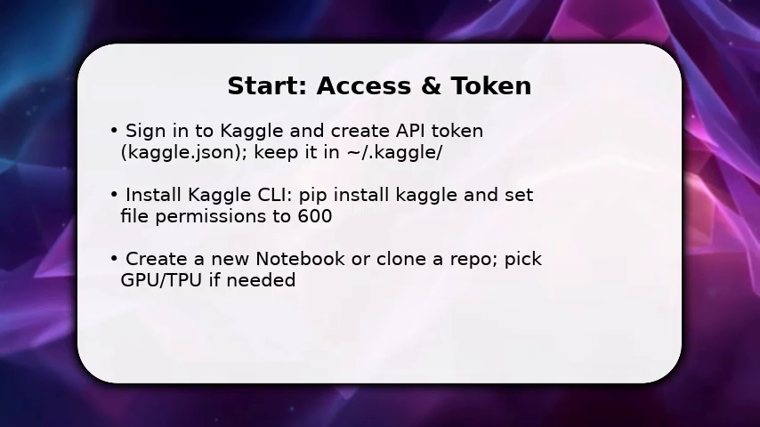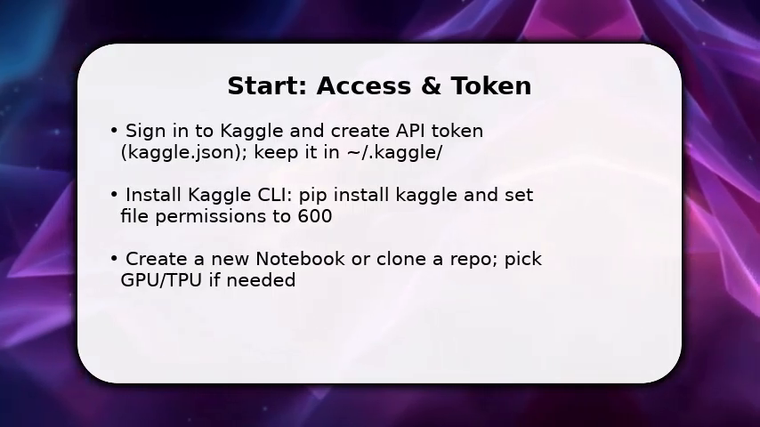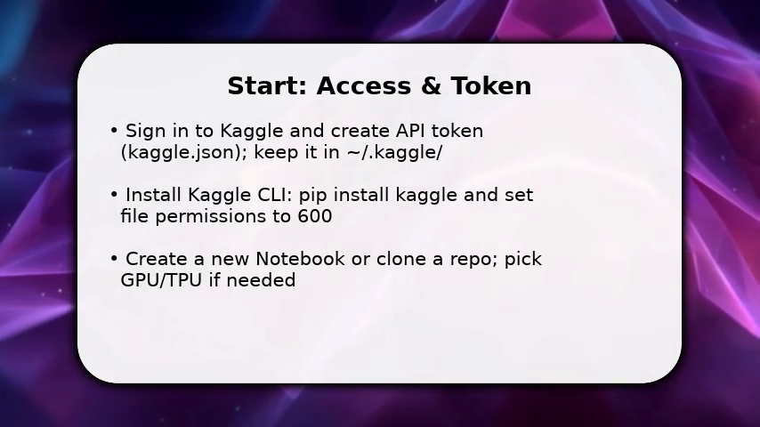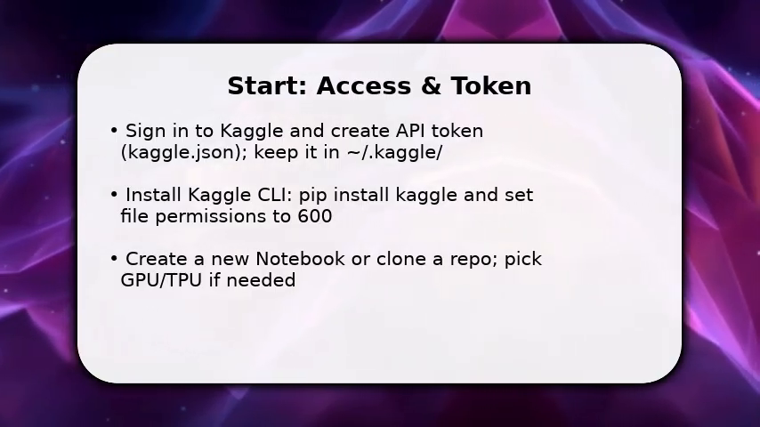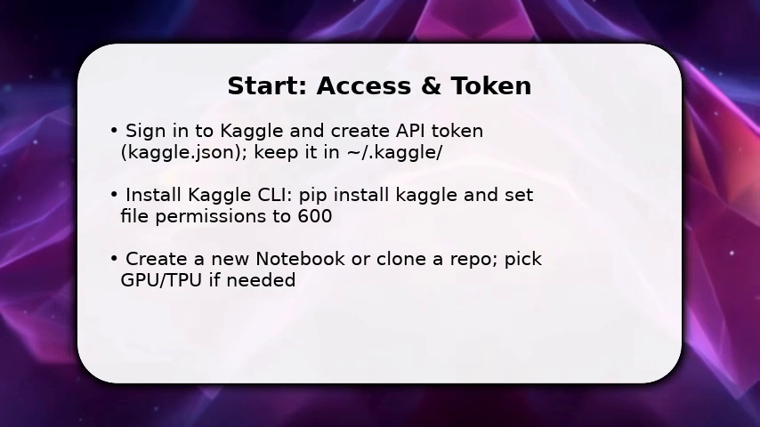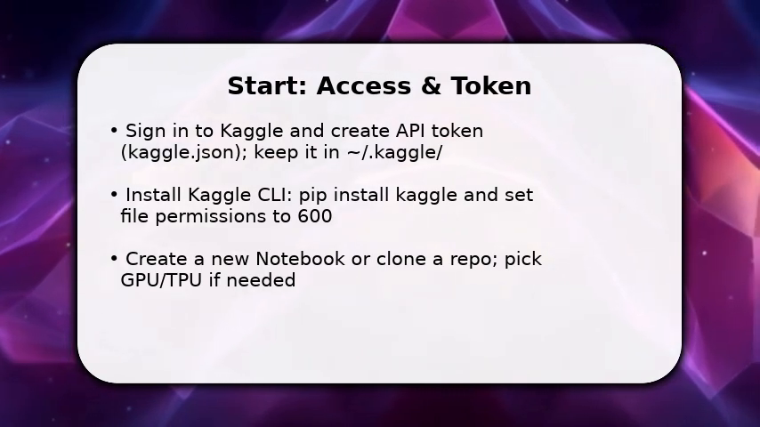Next, create a new notebook on Kaggle or clone the project to your local machine. Choose GPU or TPU in notebook settings if your model needs acceleration. Make sure your working directory contains the kernel or entry script to start execution.